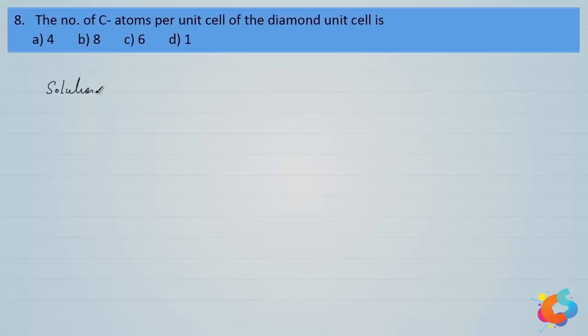The solution is, carbon in diamond crystallizes as FCC, that is face-centered cubic crystal lattice, and possesses 4 more carbon atoms that are found to be present in alternate tetrahedral voids. Thus, the number of carbon atoms can be calculated by Z effective is equal to Z effective in FCC plus Z effective in alternate tetrahedral voids.